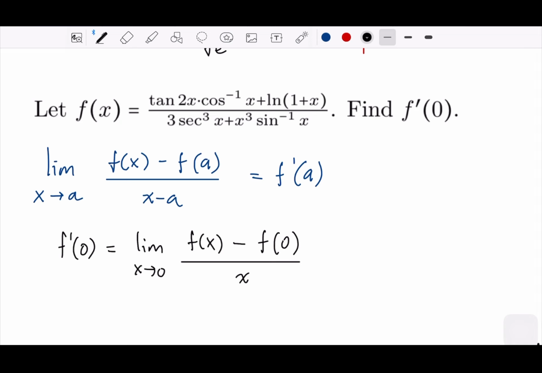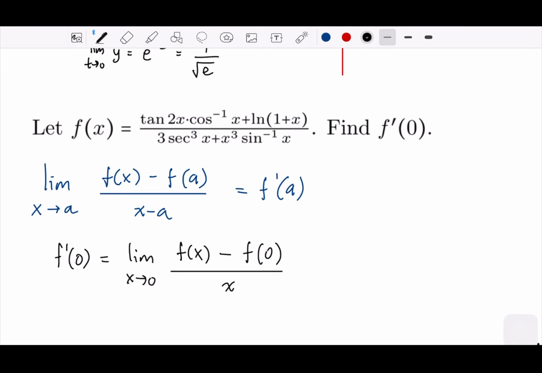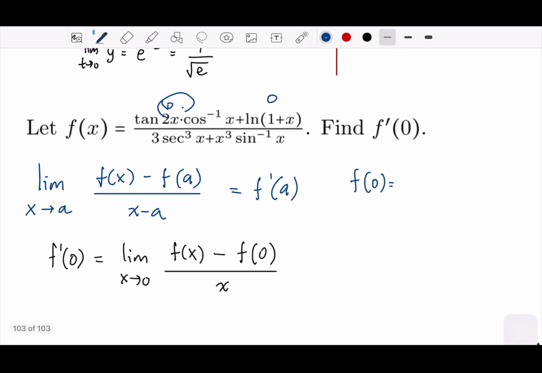Okay, so you need to solve this limit. For starters, to take f(0), we could just plug in 0. So this will be 0, this will be 1 as this will be 0, this will be another 0. It's all 0 aside from this 1 here, 3. So 0 divided by 3 is 0. So we could say that f(0) is 0. So we're just having the limit as x approaching 0 of f(x) divided by x.